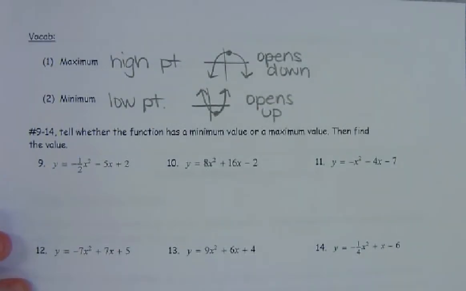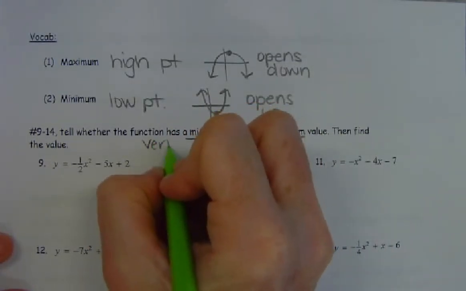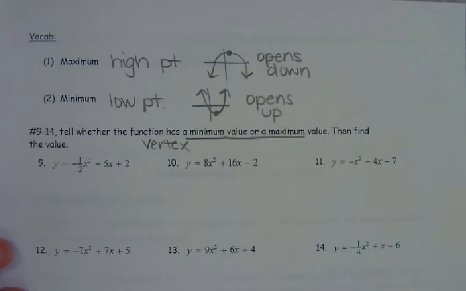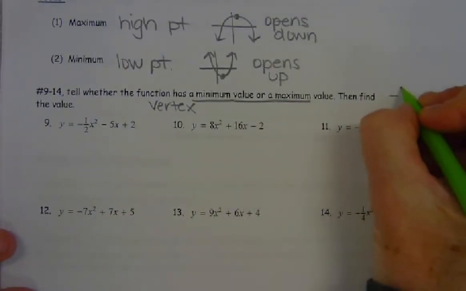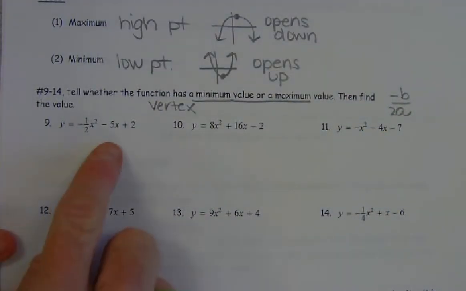Now, the good part about this is it still deals with the vertex. So anytime they say max or min, you're still dealing with the vertex. It says, tell whether it has a max or a min, and then find the value. So again, I'm going to use that formula, negative b over 2a, and I'm going to start with number 9.